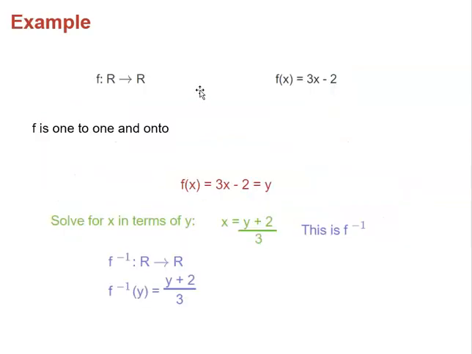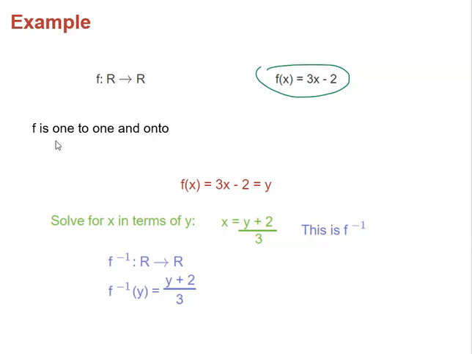Now, how do you find the inverse of a function? So this is again a function. R represents the set of real numbers, and this is a mapping from the set of real numbers to the set of real numbers, and this is the function f of x. Now, how do you find the inverse of a function? The steps are fairly simple.